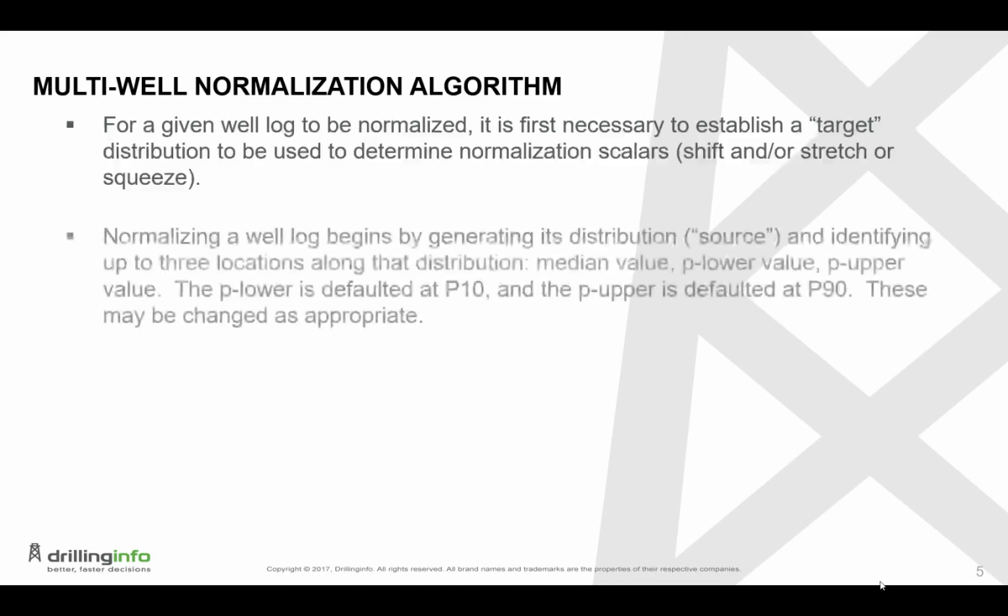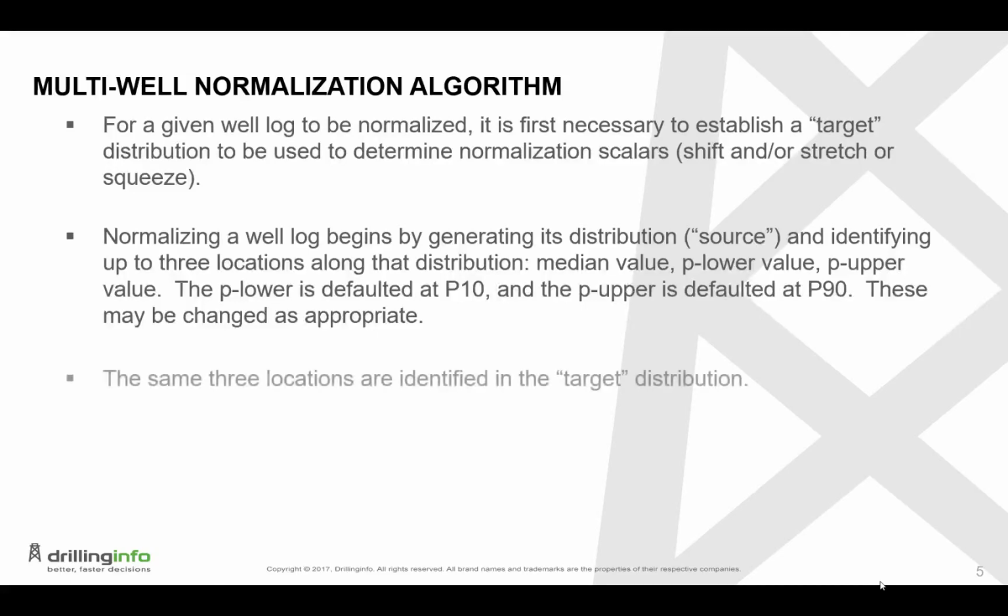Normalizing begins by generating the well log's univariate distribution. We call this the source distribution, and identify up to 3 locations along that distribution: the median value, specified P lower value, and specified P upper value. The P lower is defaulted at P10, and the P upper is defaulted at P90. These may be changed as appropriate. These same 3 locations are identified in the target distribution. How we derive this target distribution will be discussed shortly. For now, let's discuss the 3 options provided for matching the source histogram to this target histogram.